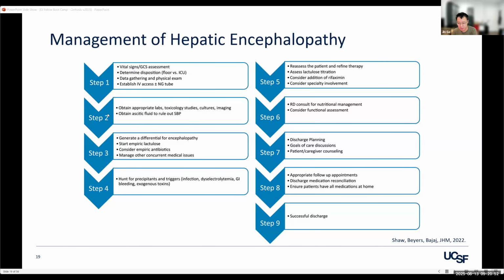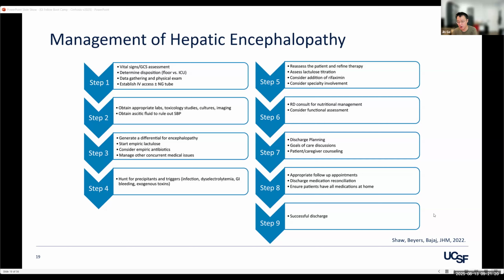Is this an occult infection that we're not capturing? You really need to obtain the appropriate labs, obtain a tap if possible to rule out SBP, look at whether there are any toxins that might be contributing to this, and try to suss out from the history if there is any medication non-adherence that might be driving it. And then the therapy is basically lactulose, rifaximin, and try to get them to poop.